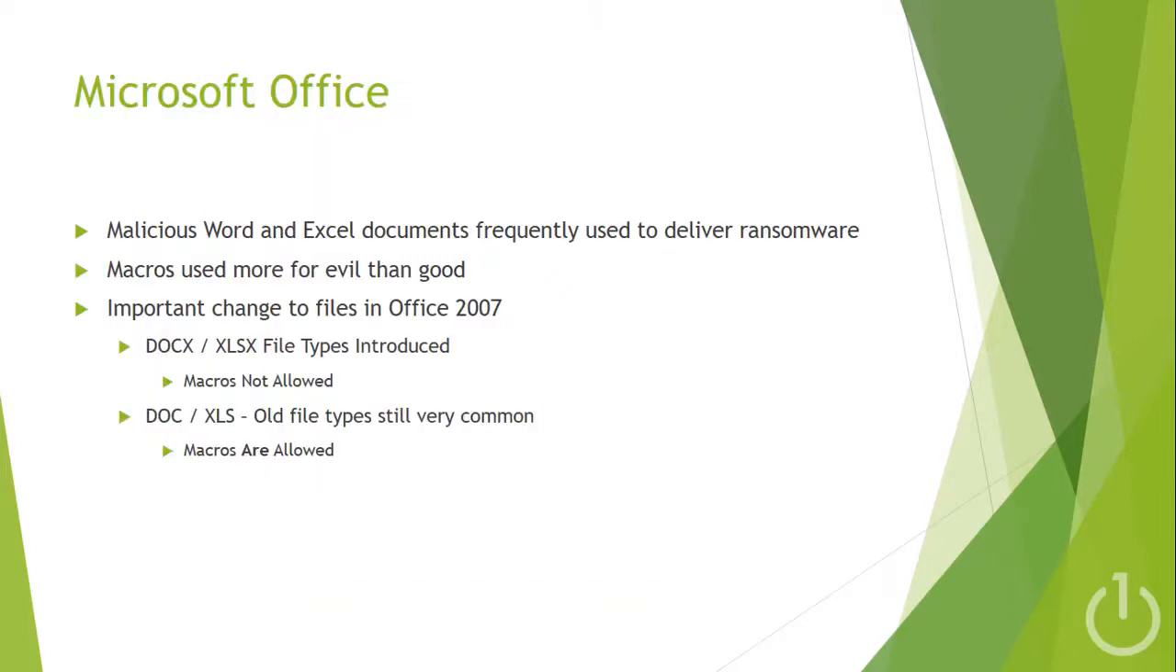So next I want to jump into ransomware. One of the things that we first have to understand is how malicious files get into the network. And more and more we're seeing that come through malicious Word and Excel documents, which are frequently used to deliver ransomware. And that all boils down to a feature in Microsoft Office called macros.